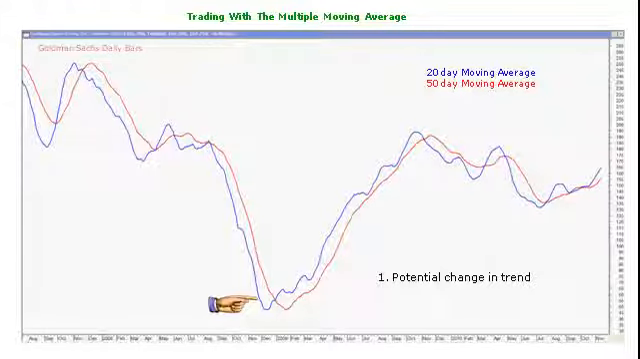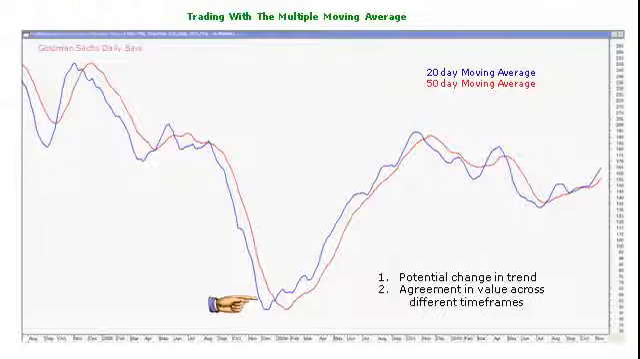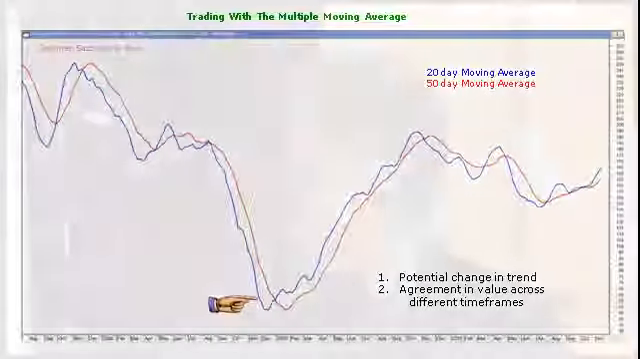It's not always a change of trend because you can see here we've had other crossovers. The trend has not reversed. The other thing about a crossover, it's an agreement in value across different time frames. Now, this is very important because the stock market, or any market at all, is always in a state of chaos. Because any market really is an agreement on price, but a disagreement in value. And if that wasn't the case, there'd be no market, because why would you buy something that's fairly valued and why would somebody sell you the same thing?